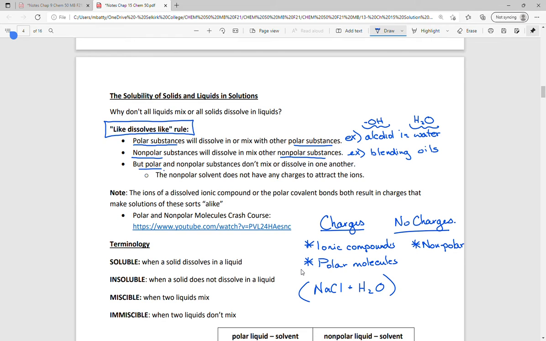Polar and nonpolar substances do not mix in each other. They are not like. And so the classic example here is oil and water, where oil has no charge to it, it's nonpolar, and water is polar, it has charges. So this is how things are alike if you kind of segment out the different kinds of bonds and the different kinds of molecules.